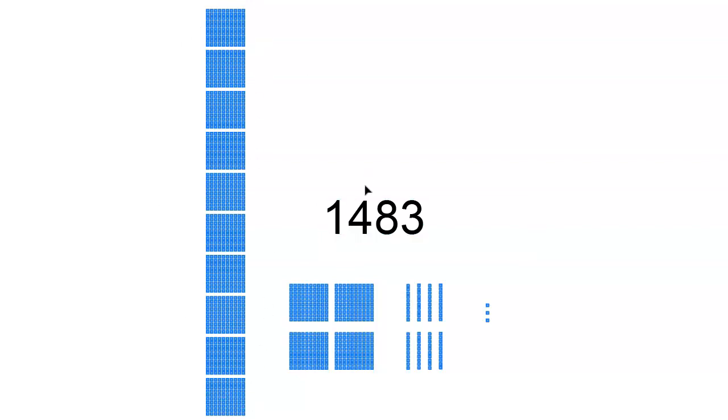Just like this 4 actually represents 400 blocks, this 8 represents 80 blocks, and the 3 represents 3 individual blocks.